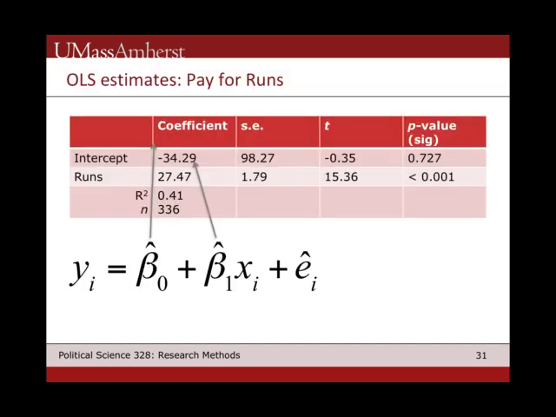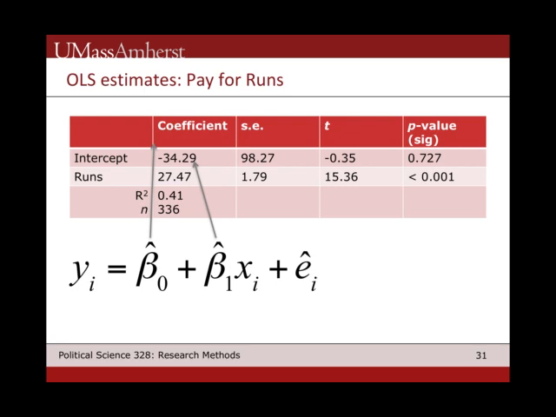So again, here's a table that we might look at. This is a pretty standard one that you'll see in any academic article. Sometimes people will not even bother to report the standard error or the t. What they'll often just do is use stars. But in this case, we've got intercepts and runs. You can see here that the intercept of negative 34.29 tells us something. We also see the runs.